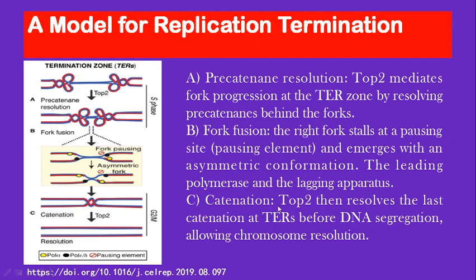And the third stage is catenation. Topoisomerase 2 then resolves the last catenation at TERs before DNA segregation, allowing chromosome resolution. This is the third stage. So the third stage is that fork fusion will result in catenane formation. This catenane formation will be removed with the help of the enzyme topoisomerase 2, so that it will allow the chromosomes to separate during mitosis. So this is the event which takes place during the termination stage.